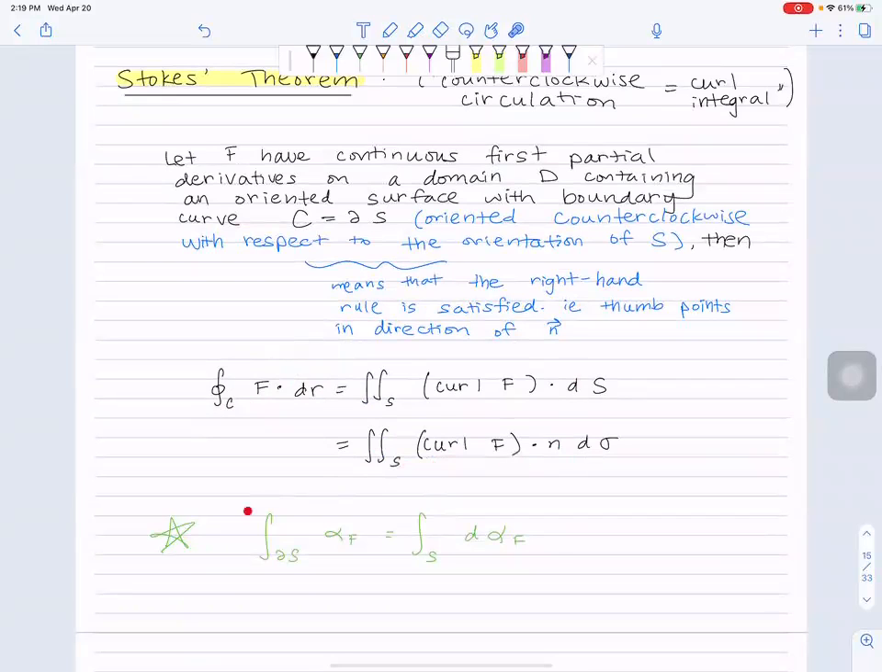In one form language, you would have this integral over a boundary. This notation with the partial symbol means boundary. So the integral over the boundary of the one form equals the integral over the actual surface, the actual shape, of the derivative of our one form.